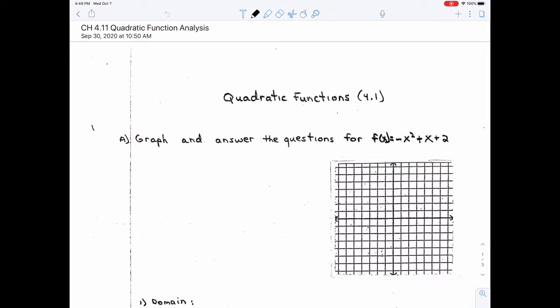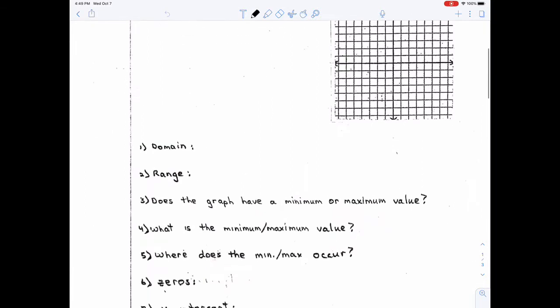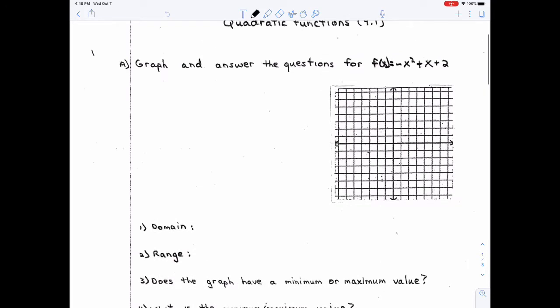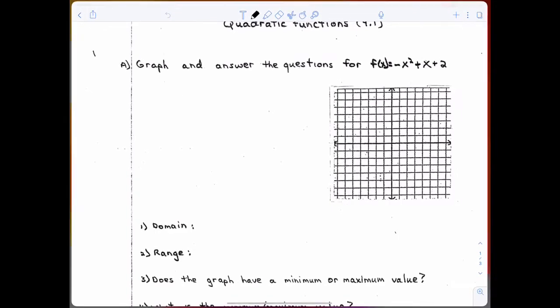Okay, what we're going to do is look at quadratic functions and answer a bunch of questions about them. We should be able to look at something and say, what does this graph mean? We're going to graph it and then read the graph. This is standard form, so let's make the graph. We're going to find the vertex.